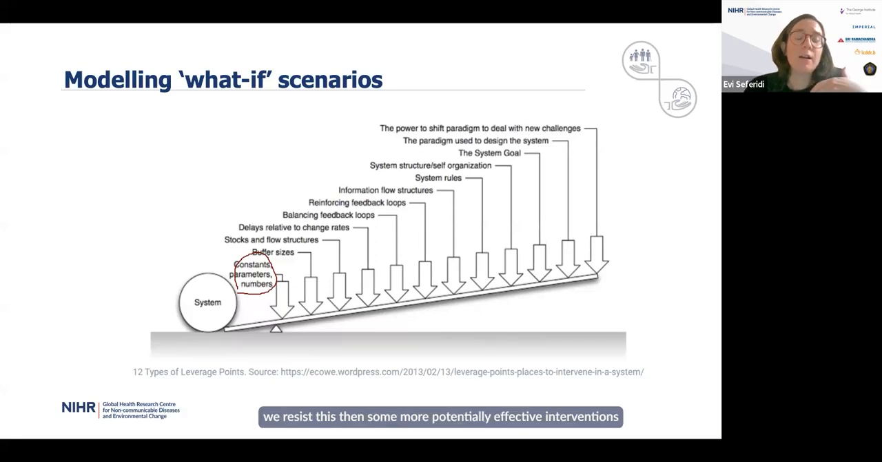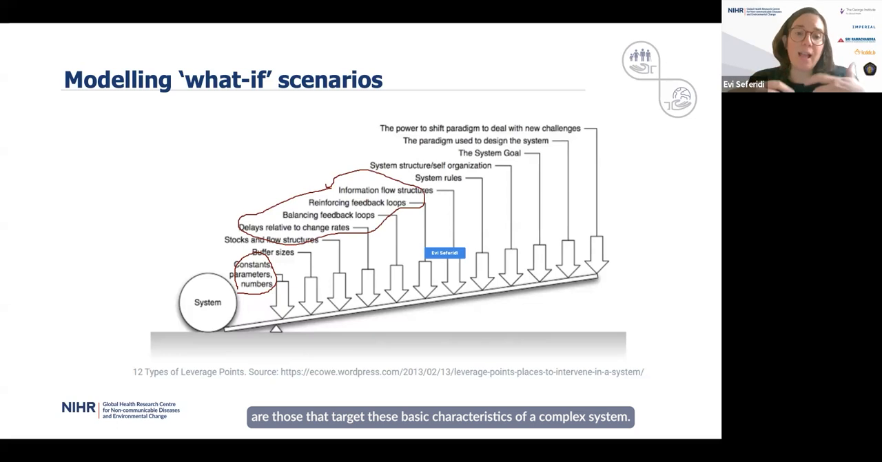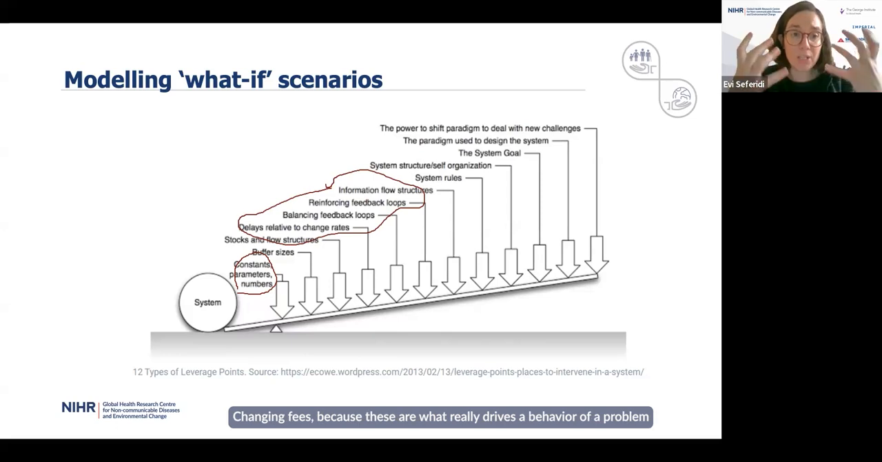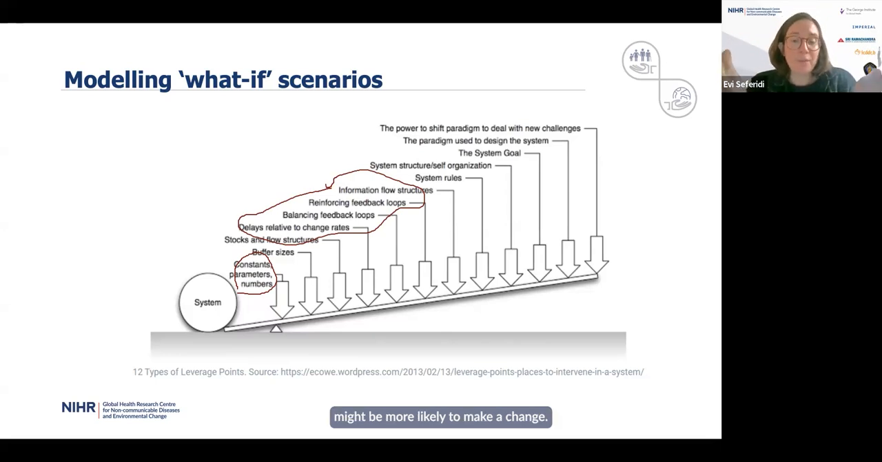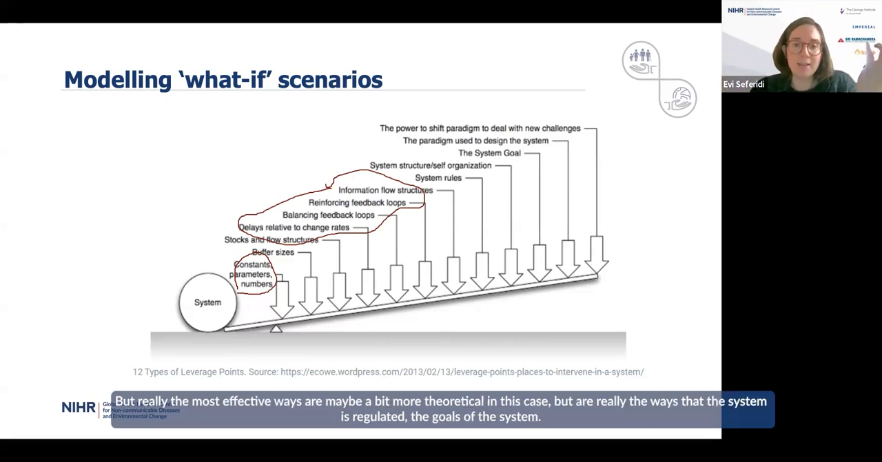Then some more potentially effective interventions are those that target these basic characteristics of a complex system, things like delays, feedback mechanisms, and accumulations. Changing these, because these are what really drives a behavior of a problem, might be more likely to make a change. But really, the most effective ways are maybe a bit more theoretical in this case, but are really the ways that the system is regulated, the goals of the system.